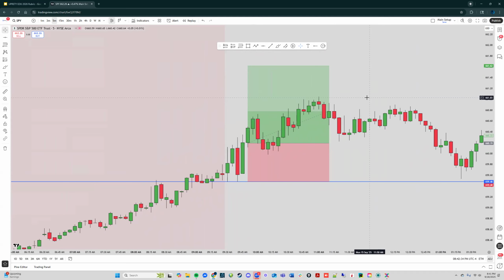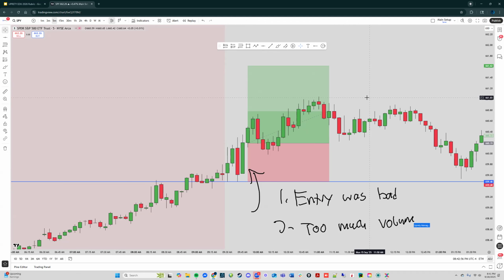Does anybody see it? Okay, there's 2 problems with this setup. One, our entry was bad. And 2, this candle right here has too much volume.